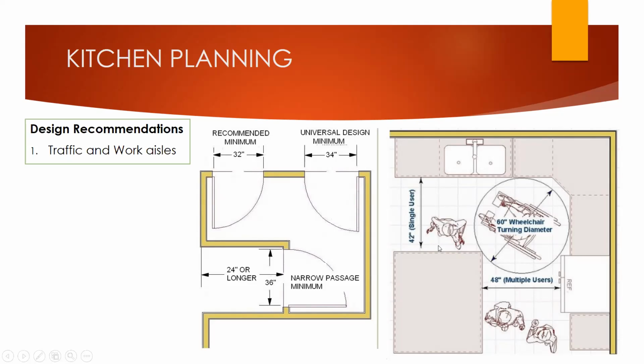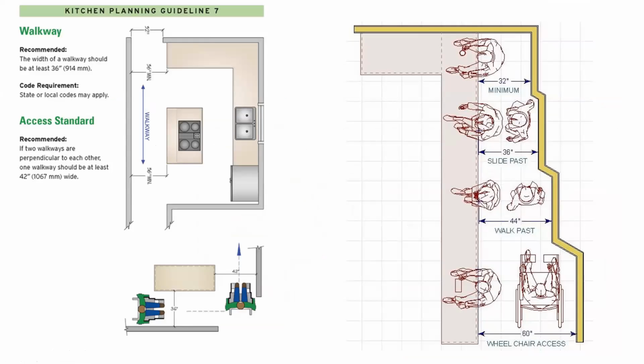Another important aspect is not only the access, but how to use the kitchen. If you have one person working, the minimum space between two surface areas is 42 inches. But to have two people cooking, they ask for 48 inches. If you have a person in the house who depends on some kind of equipment to move, in this case a wheelchair, the minimum should be 60 inches to make this maneuver possible.